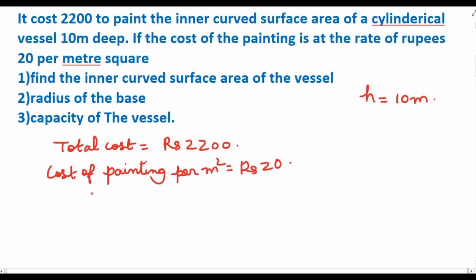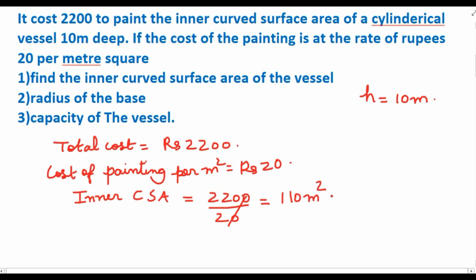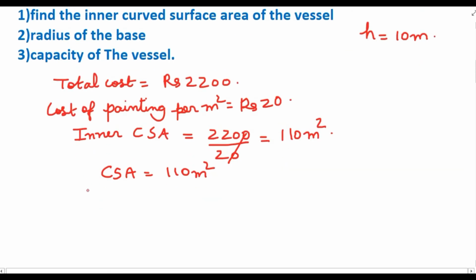Therefore, the inner curved surface area is 2200 divided by 20, which is equal to 110 meters square. So we got the inner curved surface area. Next, we need to find the radius of the base. So again, we will use this data. Inner curved surface area is 110 meters square, and I can write it as 2 pi r h is 110. So we need to find the radius.